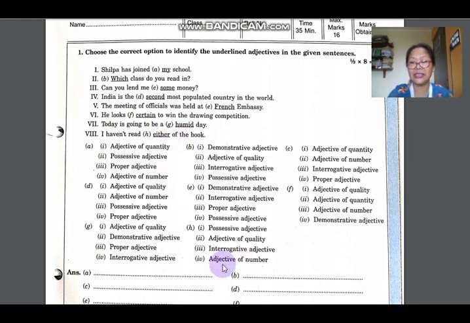We haven't read either of the books. Number H. Interrogative adjective, possessive adjective, or adjective of number. Either is a distributive numeral, so this would be adjective of number. Numeral refers to each one of a number. So this is, either of the books, adjective of number. You will write your answers here.